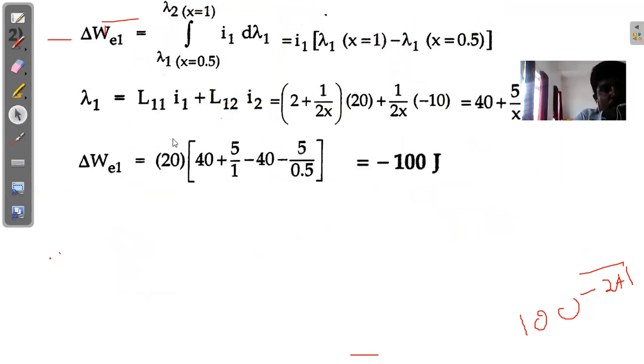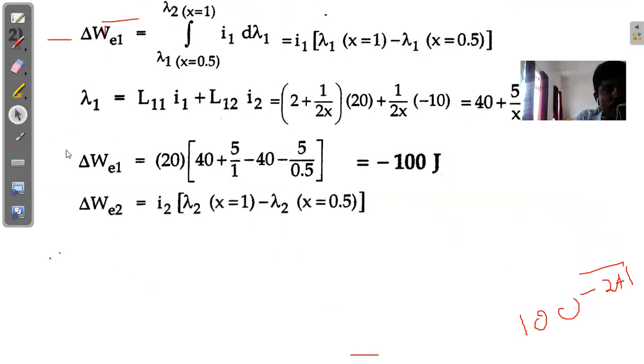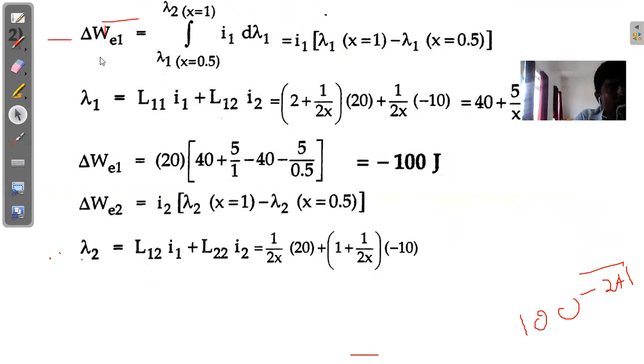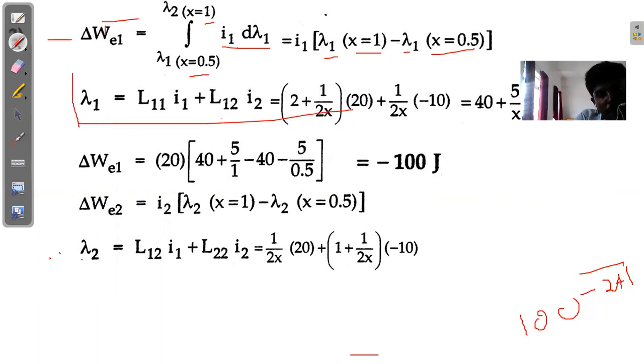The general formula for the change in electrical energy equals the integral of I1 into d lambda 1, with the parameter x changing from 0.5 to 1. So I1 into lambda 1 at x equal to 1 minus lambda 1 at x equal to 0.5. We know that lambda 1, the flux linkage of the coil with respect to the stator, equals L11 into I1 plus L12 into I2.